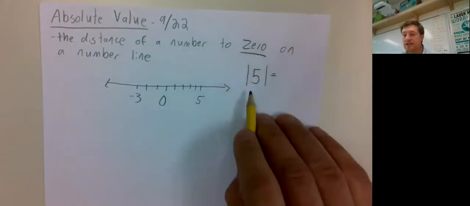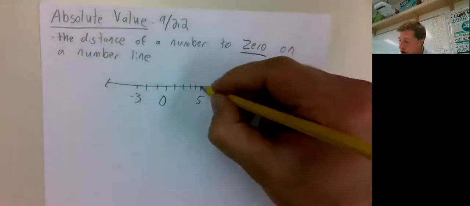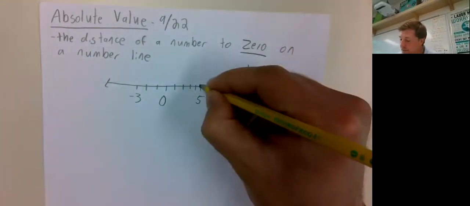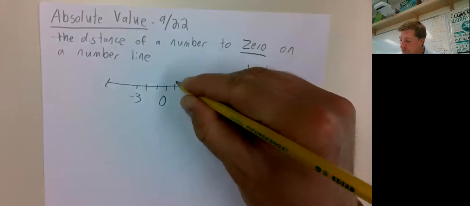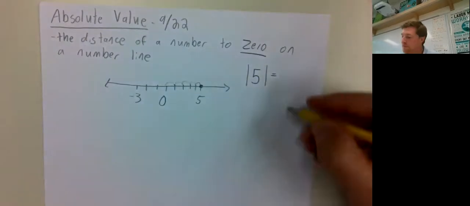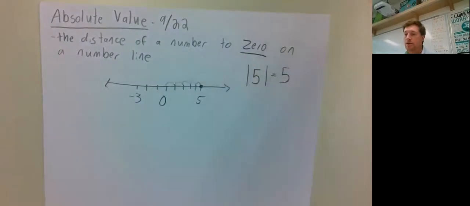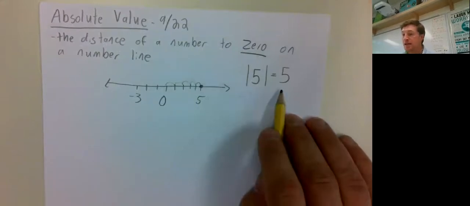Well, how far is 5 from the number line? All I need to do is find 5 and count back. 1, 2, 3, 4, 5. It's 5 paces to the number line. So the absolute value of 5 is 5.